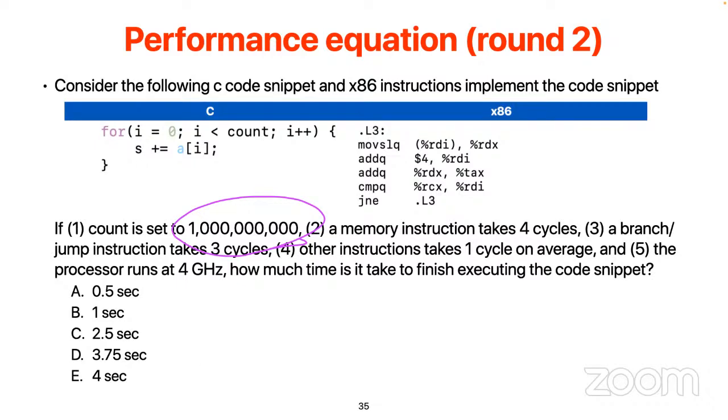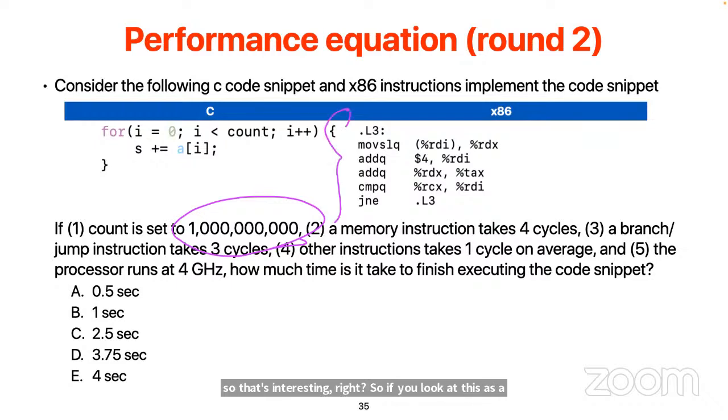Okay, so for this particular question, if I said the count is set to 1 trillion, what does that imply? Total instruction count? Okay, that's interesting. If you look at this x86 code, how many instructions are there? 5 instructions, right? 5 x86 instructions.